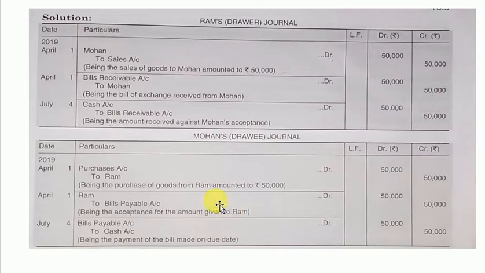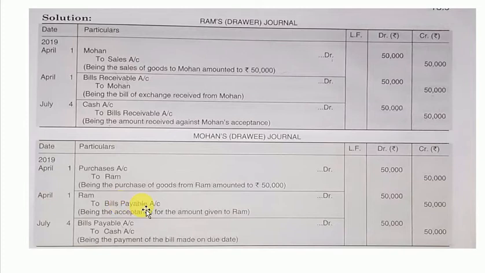For Ram, that is the drawer, the same bill becomes bills receivable, whereas for the drawee, Mohan, the same bill becomes bills payable. This you should understand very clearly. So there is one single bill having the name bills receivable in the books of the drawer and having the name bills payable in the books of the drawee.